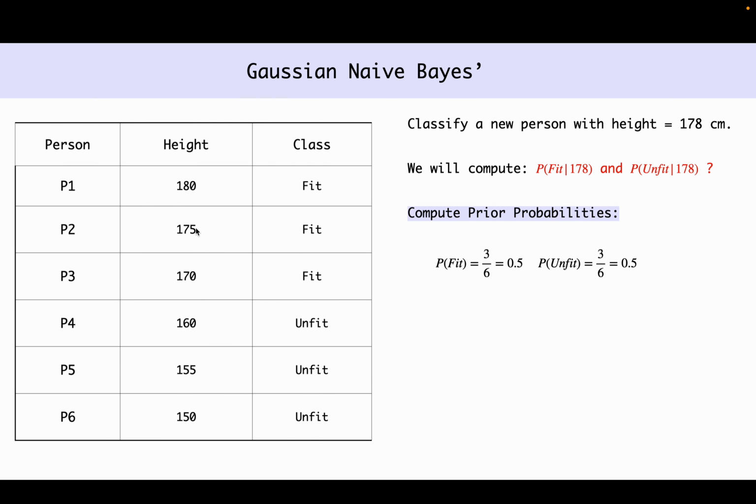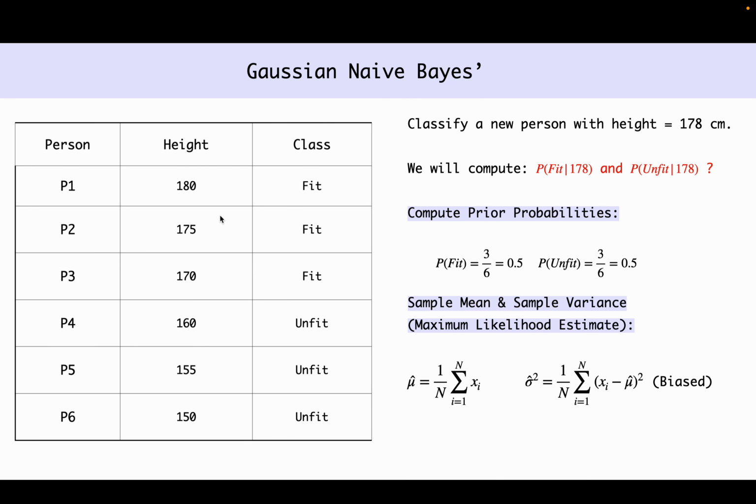So these are the 3 samples we have for the fit class and 3 samples for the unfit class. The sample mean is given as follows, which is taking the average and dividing by n. This is the maximum likelihood estimate of the mean for the Gaussian distribution, and this is the maximum likelihood estimate for the variance. But you have to note that this is a biased estimate. We also have an unbiased estimate, where we divide by n minus 1. But when n is large, they become more or less the same.